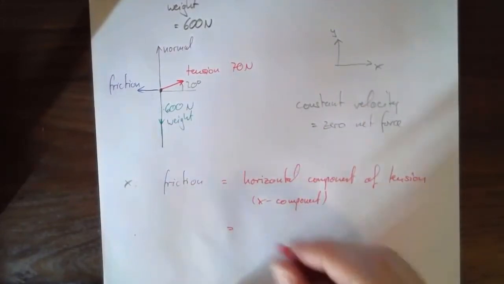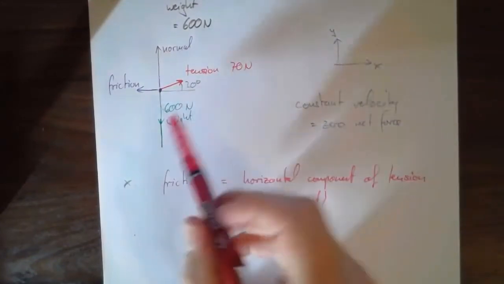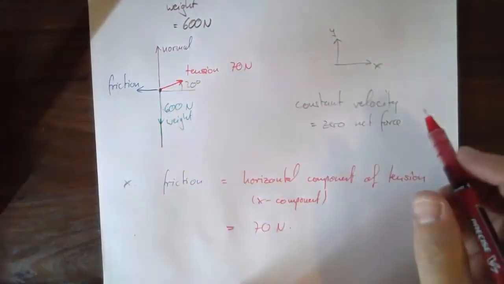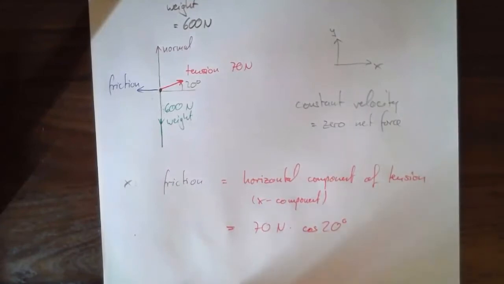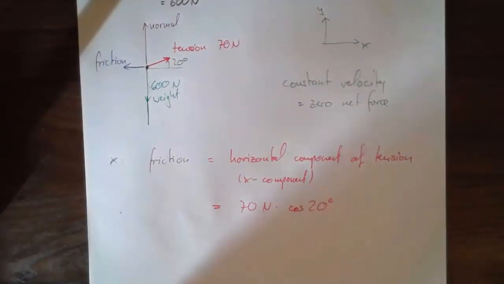So that's equal to 70 newtons times, well, this is the angle. I want the adjacent, right? So times cosine of 20 degrees. Make sure again you understand why it's cosine, not sine or something else. Make sure you understand the geometry.